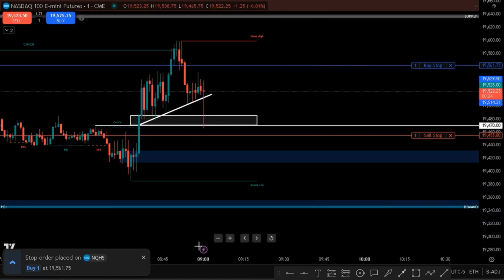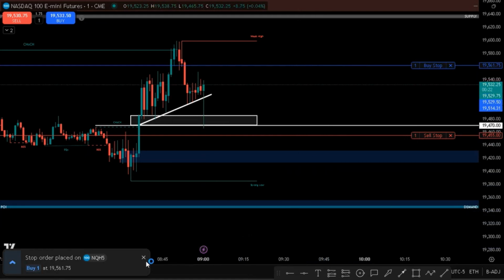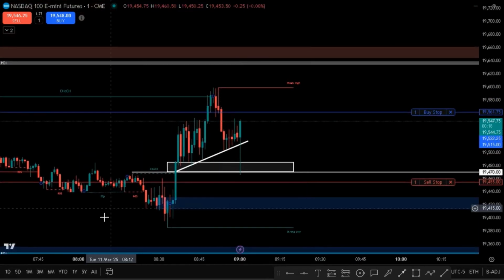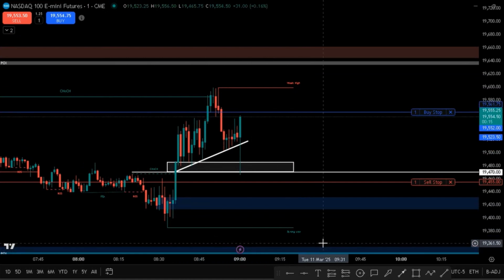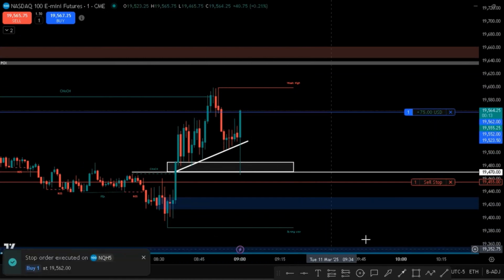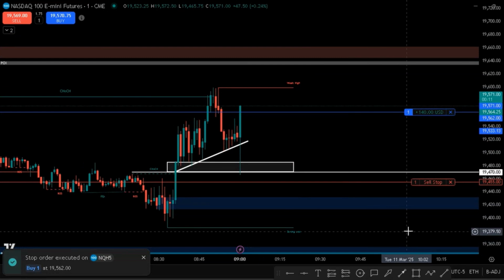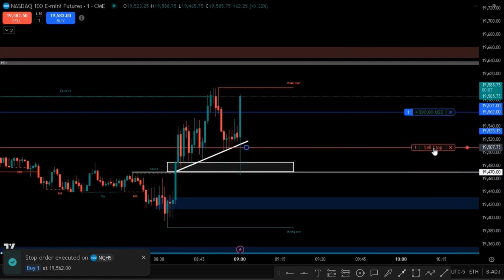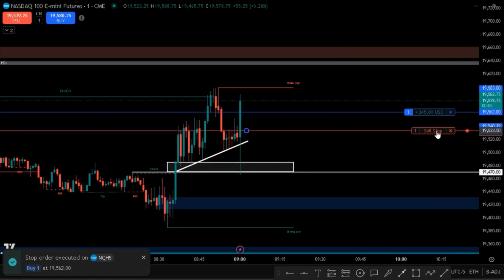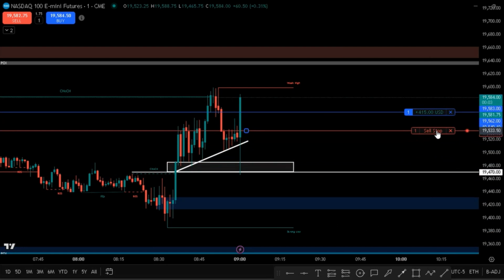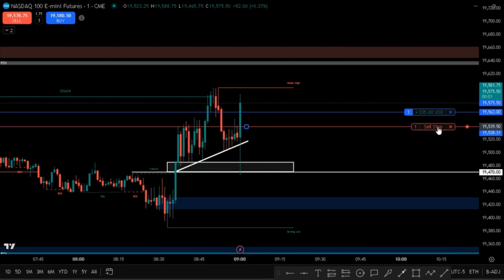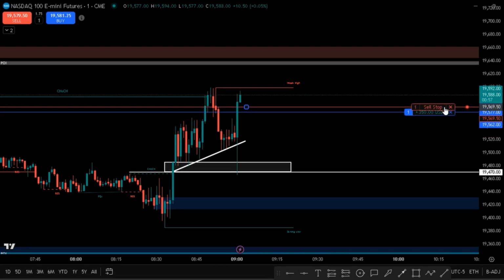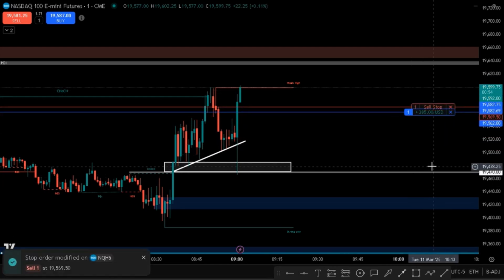So if we get a continuation higher, probably up to about 640, I'll be looking to take profit in this quick long trade, real quick scalp. And so I'm going to move my stop loss into profit fairly quickly on this trade due to the fact that this is a high volume event. I'm going to put my stop loss right there.